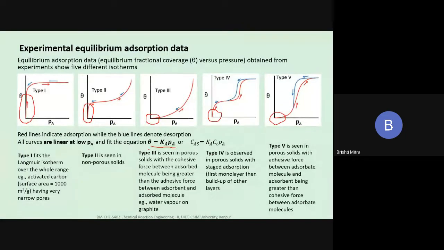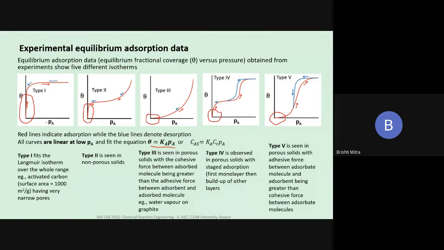Or if I write theta in terms of concentration of adsorbed species, divided by the total concentration of the sites which are there, that means CAS is equal to Ka into Ct into Pa. This is what happens at low values of partial pressure. But at higher values, the curvature changes. So the first type essentially follows the Langmuir isotherm.